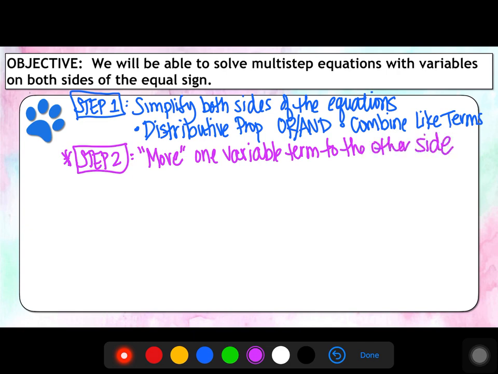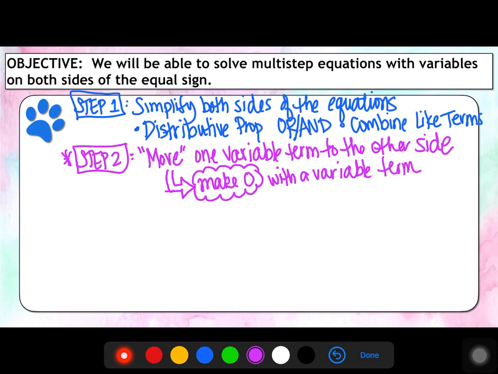The only way we can solve an equation, or the way we get our answer, is to make sure that variables are on one side only. So we've got to move that whole term over to the other side. How do we do that? Well, we're going to do that in a way that you guys know already. We're going to make 0. What? Yeah. We're going to make 0 with the variable term. Okay, I'll show you what that looks like in a little bit.